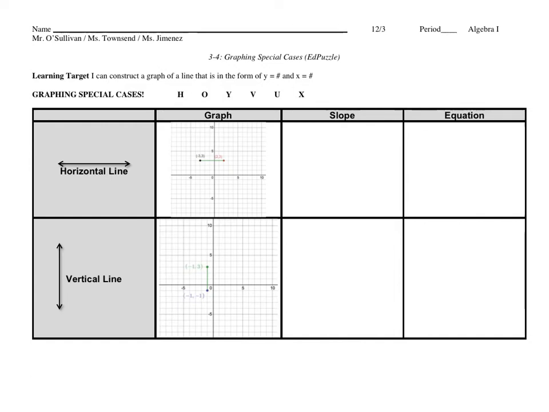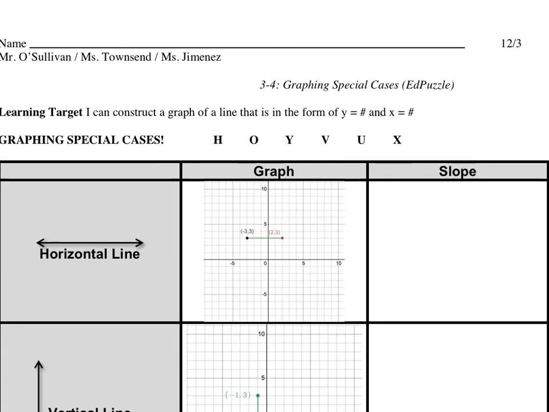Today we're going to be learning about how to graph these special cases. Over the past 2 days we've been learning how to graph linear functions in the form y equals mx plus b. What we're going to be doing today is graphing lines that look like so forth. There's this trick we're going to use called HOYVUX. Before we get into that, today's learning target is: I can construct a graph of a line that is in the form of y equals a number and x equals a number.